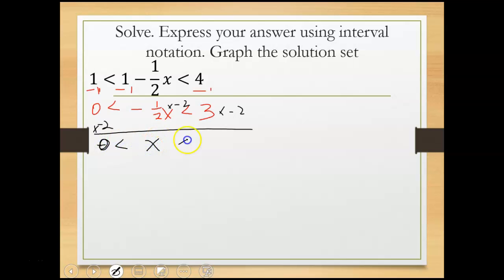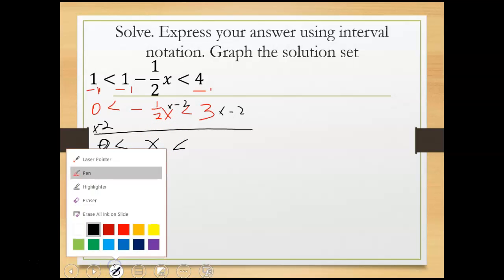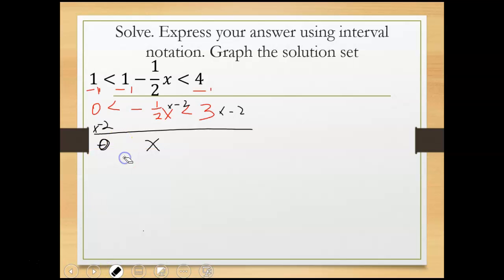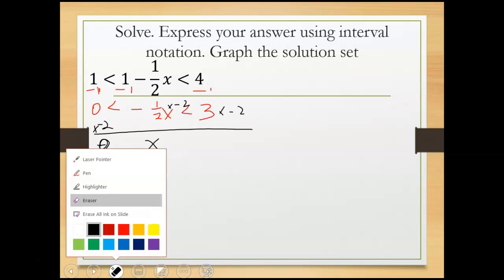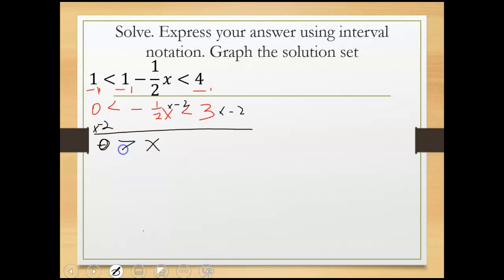So we have x and then less than. Now, since we multiplied by a negative number, our inequality is going to change. If we leave it like that, we will see that it doesn't make sense. So if we divide or multiply by a negative number, the inequality will change to greater than, so negative 6. And you see, that makes sense because 0 is greater than negative 6. It wouldn't make sense to say that 0 is less than negative 6.